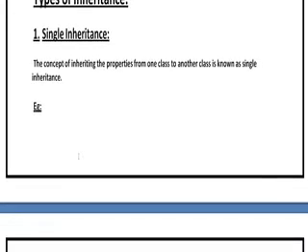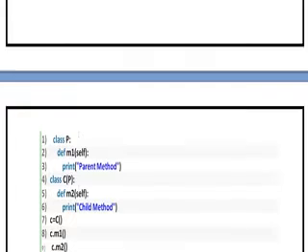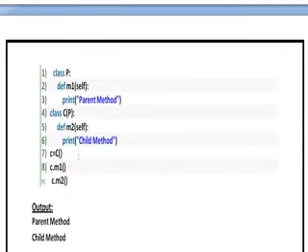Next, coming to the different types of inheritance. Let's see each and every type of inheritance. First one is single inheritance. Here I am going to take one class, and in that class I am defining a function m1. In m1 I am writing a parent method.